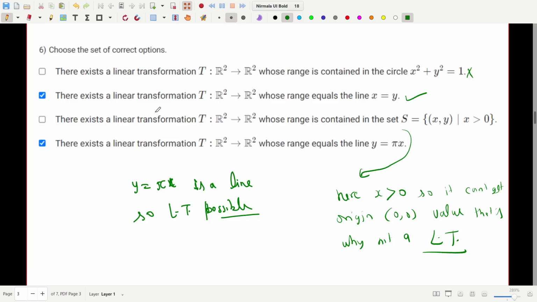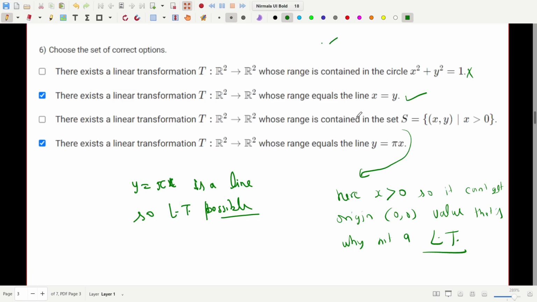Okay. There exists a linear transformation R2 to R2 whose range equals the line x equals y. Yes, the range can be a line. In the R2 plane, we can get a linear transformation onto a line. So x equals y is possible.